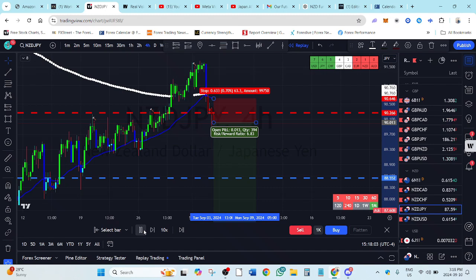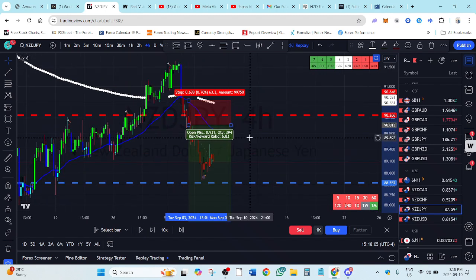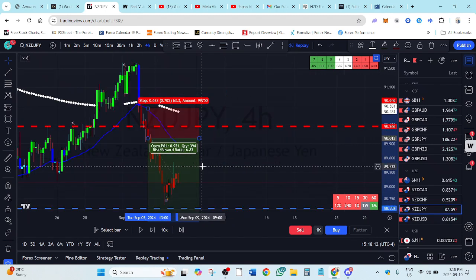So we're short. And this is another thing I should say, if we did get stopped out, I would be willing to get back in short. And I am an aggressive trader, so I will add to my positions as these go in my favor. I'm not going to do that for the video, but I just want to show you guys what I'm talking about.